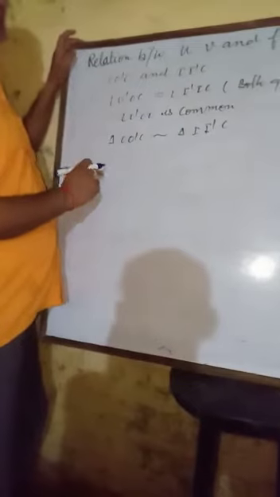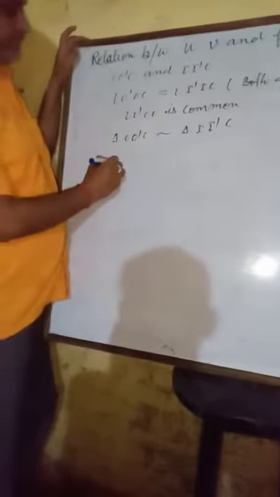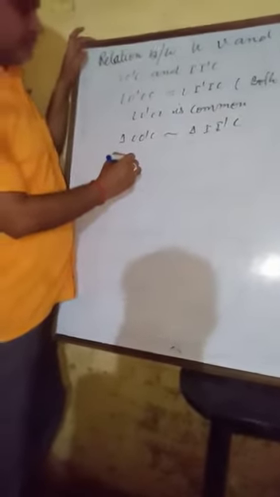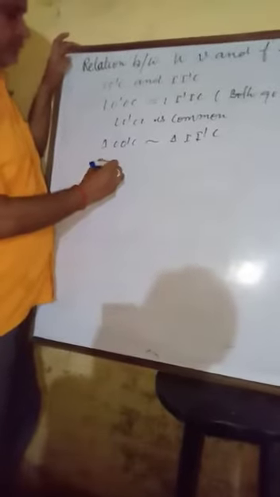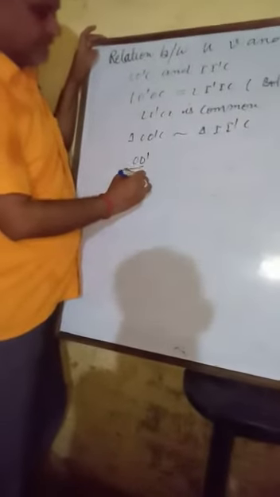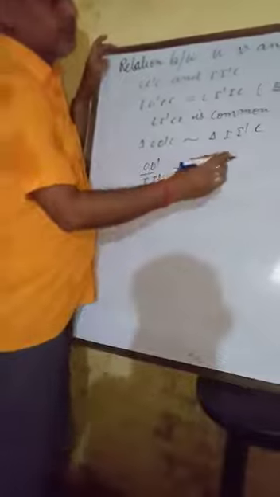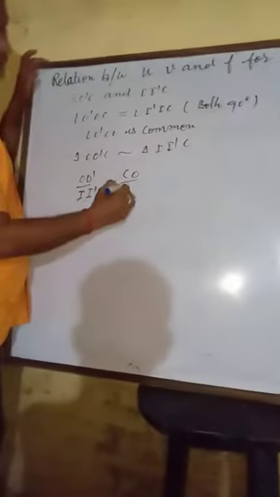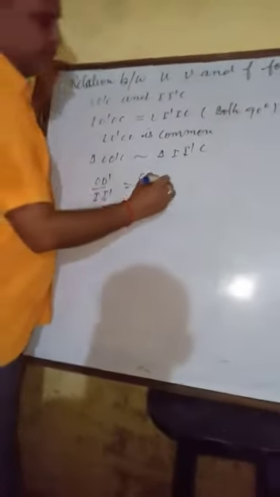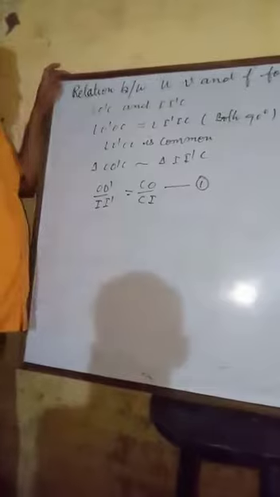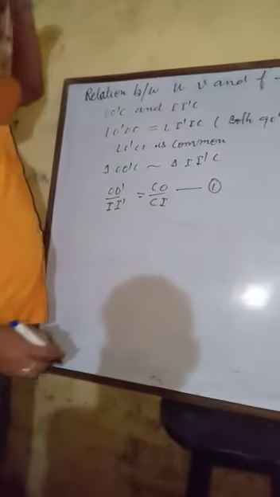So from the rule of similarity we can write the relation O dash O upon I dash I is equal to CO upon CI. This is equation number 1.